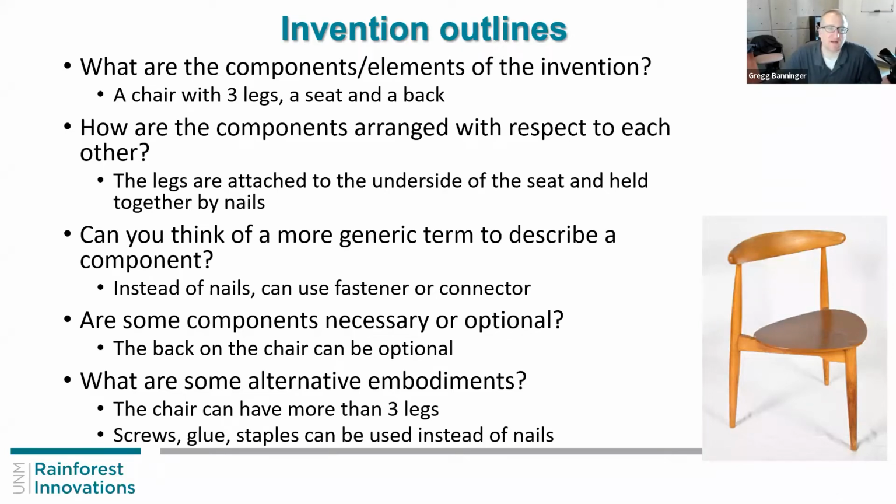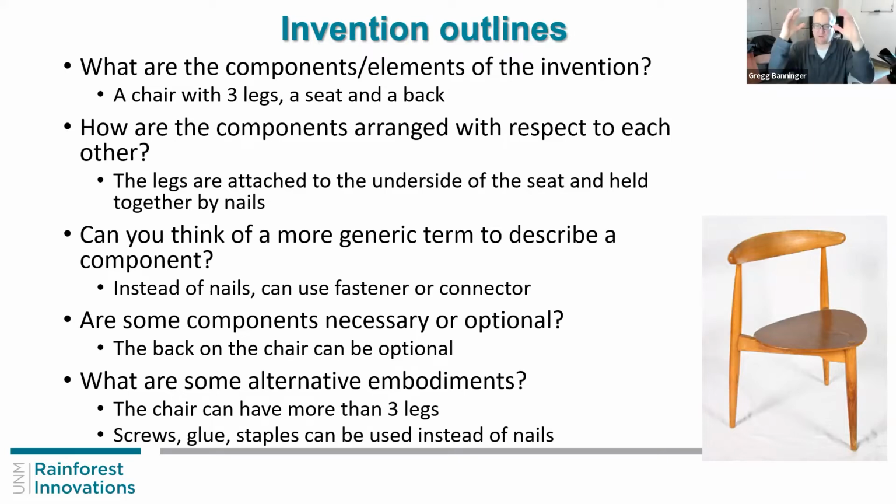How are they arranged together? Well, the legs are attached to the underside of the seat, held together by nails. Something to think about: maybe in this invention you used nails, but there are other ways to connect them. Are the components necessary or optional? That's more like thinking like a patent agent, where in the claims you might want a broad claim that lacks a back, because the back is not needed to have a functional chair. Otherwise, a stool could be sold and not infringe on your patent. The back can come later on. That can still be claimed, but not in your broad claims.